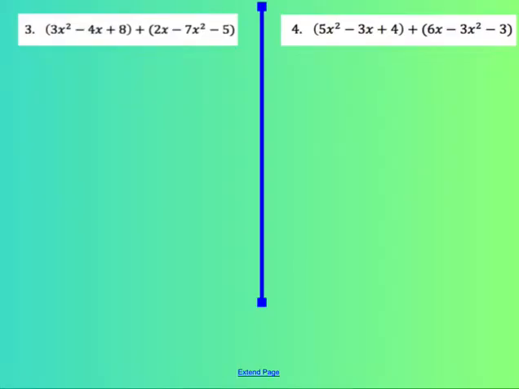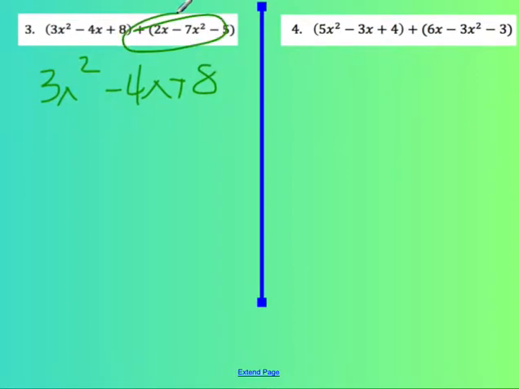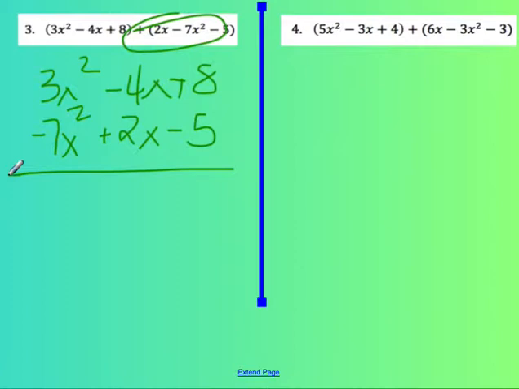So when we're adding, I have 3x squared minus 4x plus 8. So what I'm going to do is line this up. I'm going to take negative 7x squared and put that in the x squared column. And then I'm going to take 2x and put it in the x column. And then I'm going to take the minus 5 and put that in the constant column. So now I want to add down the columns here.